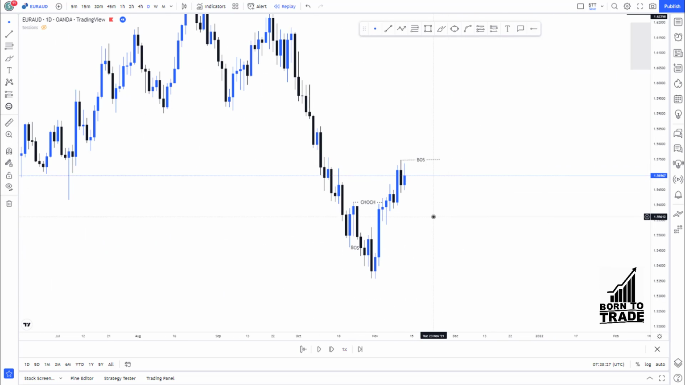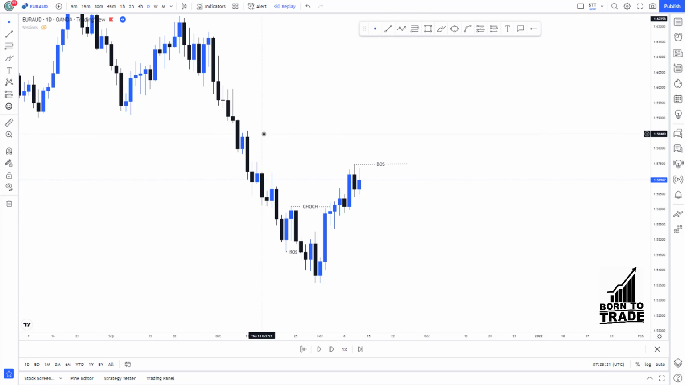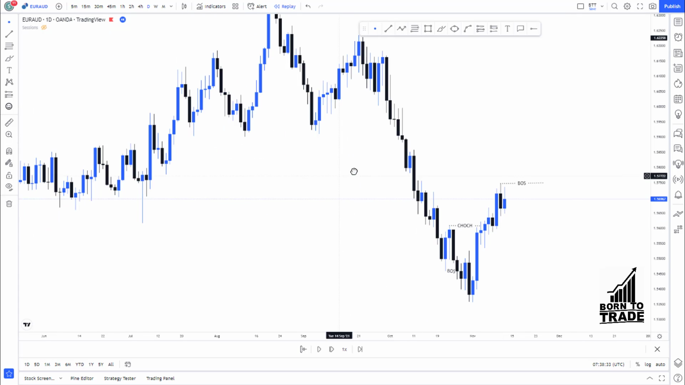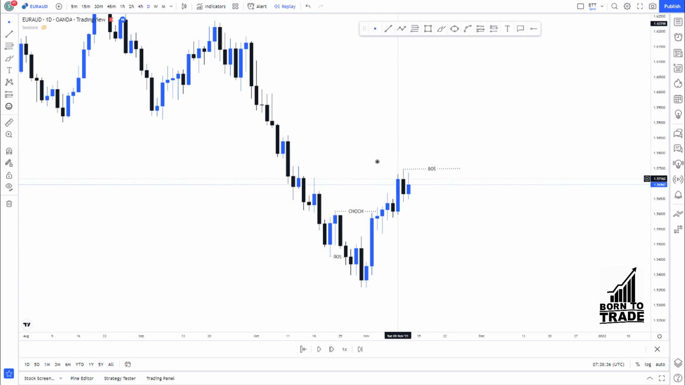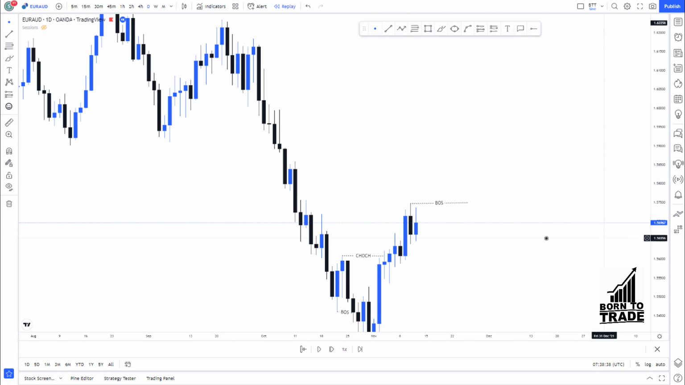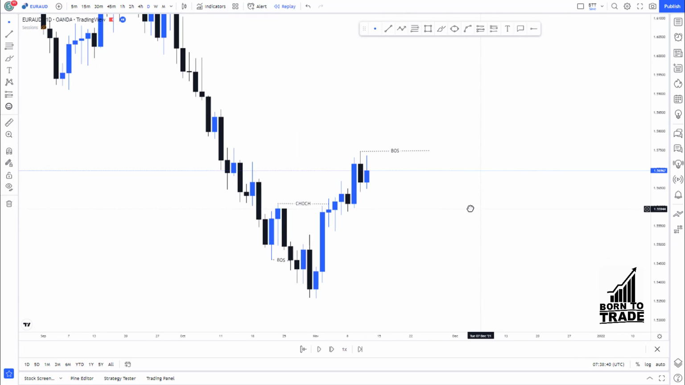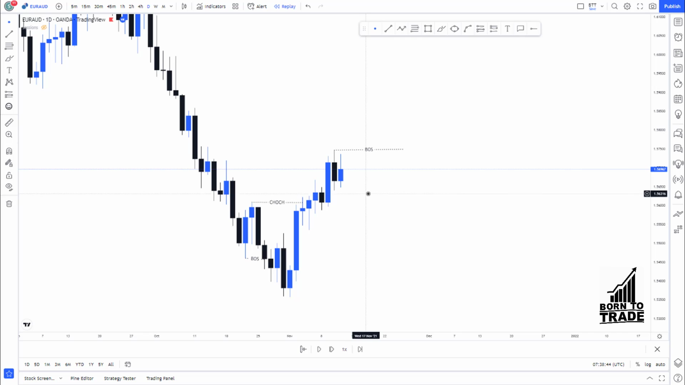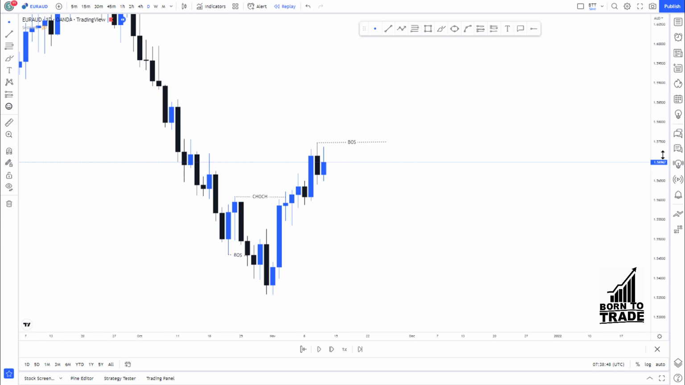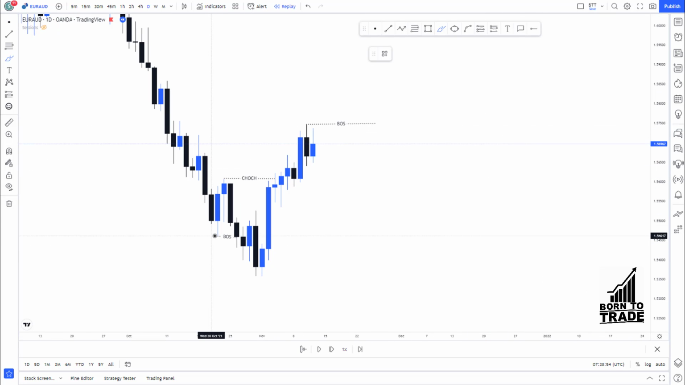Now, what can we see from here? We are in a downtrend. Yes, price is in a downtrend, and over here we got a change of character. So we want to understand that a change of character usually signifies a change of trend. That is, price is ready to change direction. And here is a break of structure.